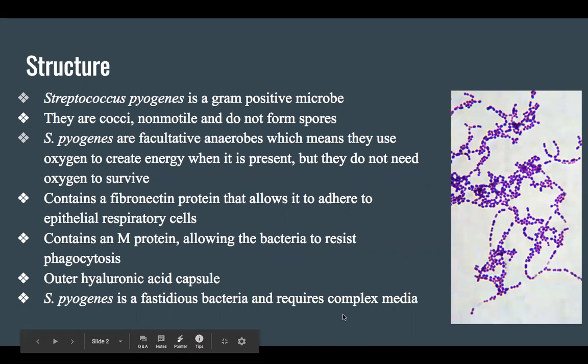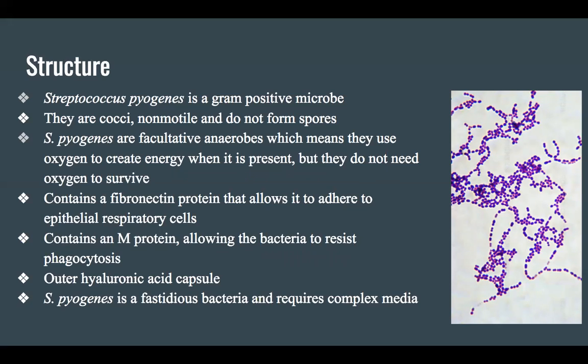So this structure for Streptococcus pyogenes, it is a gram-positive microbe, and this indicates that its cell wall has a thick layer of peptidoglycan and a plasma membrane, but it does not have an outer membrane. An individual microbe would be around 0.5 to 1 micrometer, but they're typically arranged in chains as seen in the picture, and this causes them to be longer. They are cocci, non-motile, and do not form endospores, and since they are non-motile, they are not capable of movement, so they don't have any of the features that they would need, like flagella, to move.